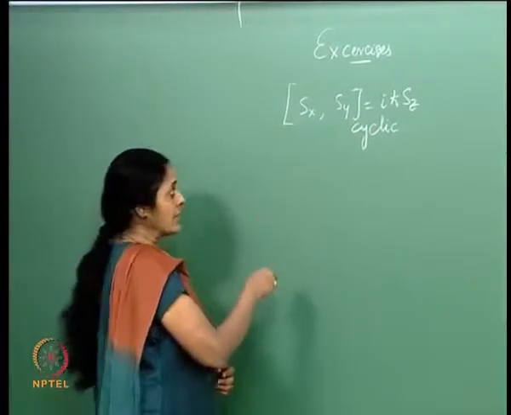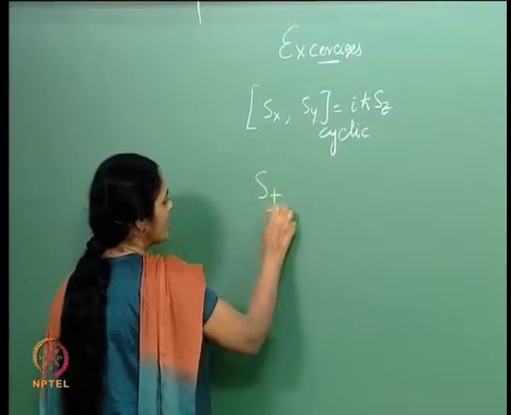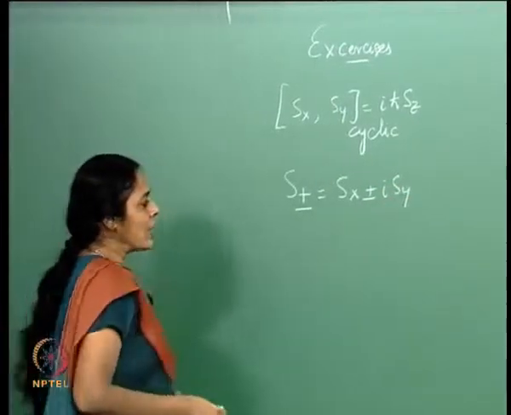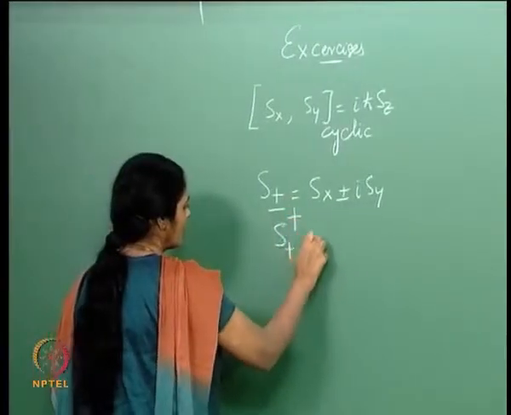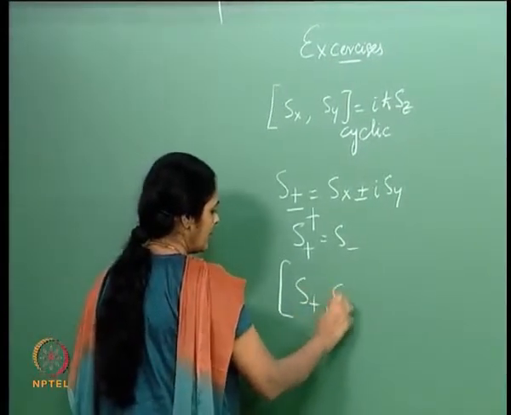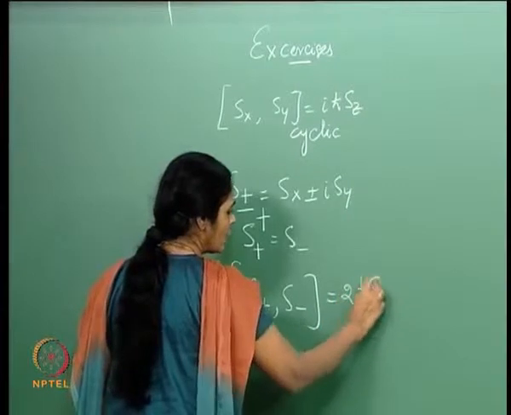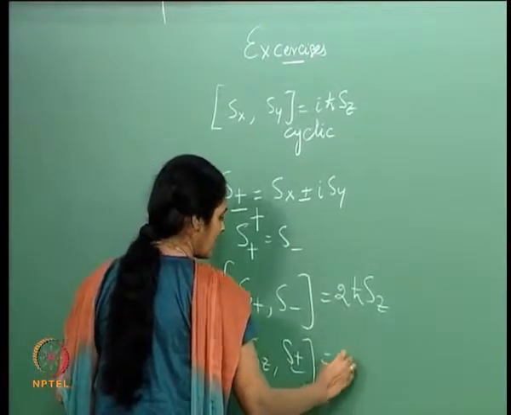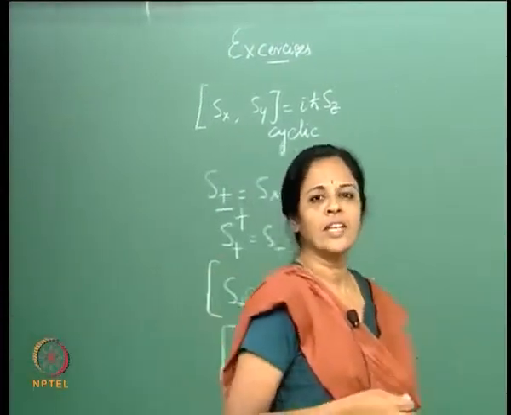You could have written the commutator this way and therefore the algebra in this fashion, or you can define S plus and S minus as Sx plus or minus i Sy depending upon the context, and S plus dagger is S minus. In that case, the equivalent way of writing this algebra is the commutator of S plus with S minus is 2ħ Sz, and Sz with S plus or minus is plus or minus ħ S plus or minus. So this is by way of recapitulation.